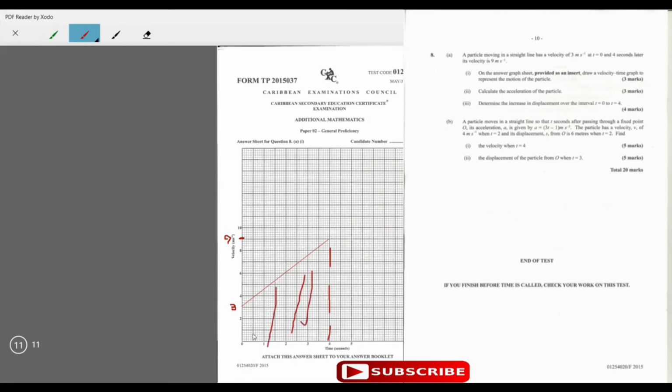This is a trapezium. So total distance is the area under the graph. So the area under the graph is going to equal a half the sum of the parallel sides, which is a half, 3 plus 9, multiplied by the perpendicular distance. This perpendicular distance going this way is 4. And so that's equal to a half of 3 plus 9 times 4.